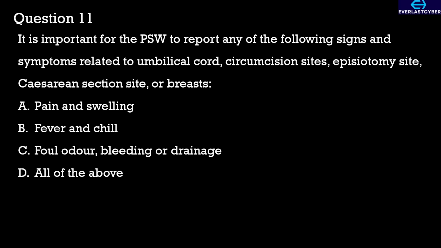Question 11. It is important for the PSW to report any of the signs and symptoms related to umbilical cord, circumcision sites, episiotomy sites, cesarean section sites, or breasts. A. Pain and swelling. B. Fever and chill. C. Foul odor, bleeding, or drainage. D. All of the above.